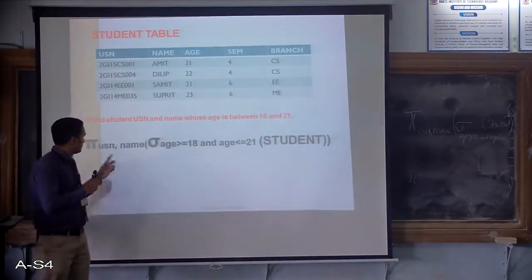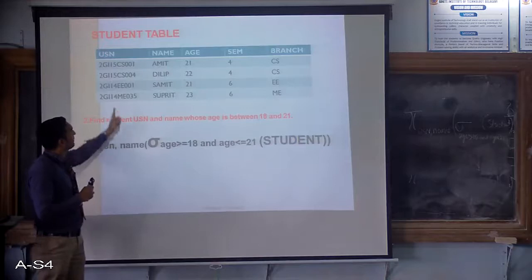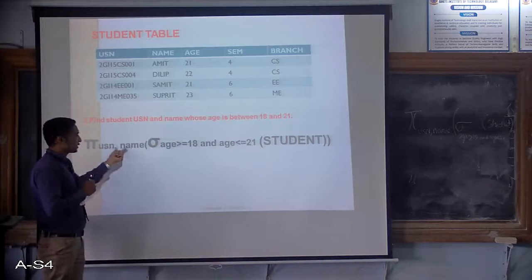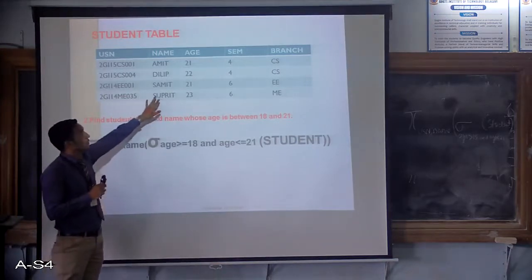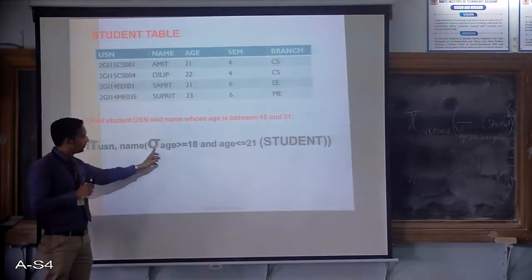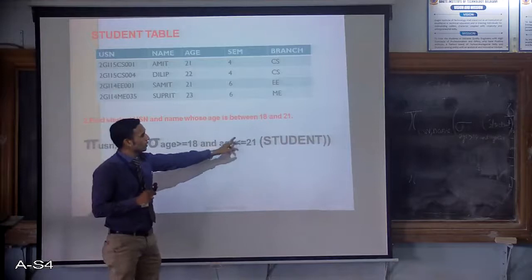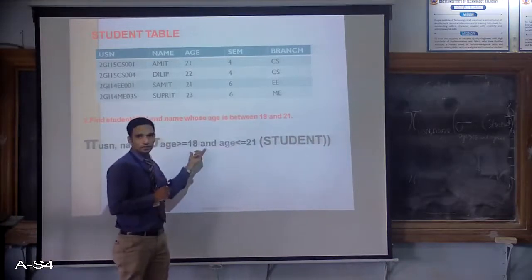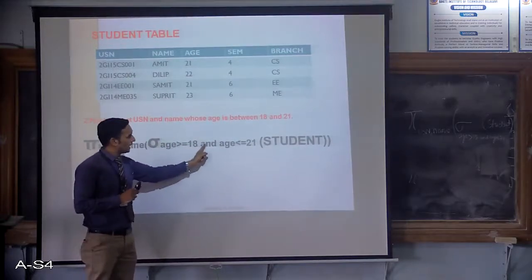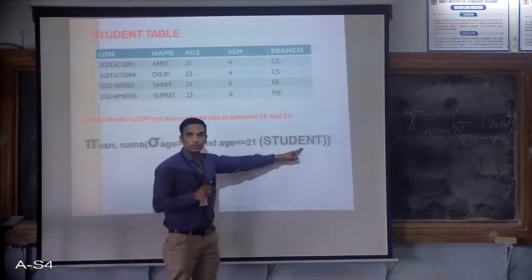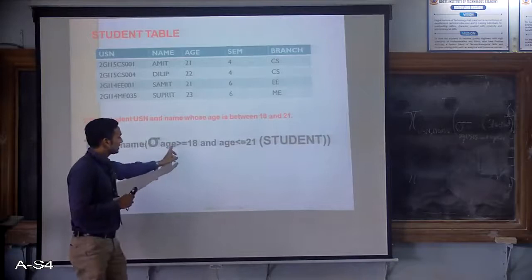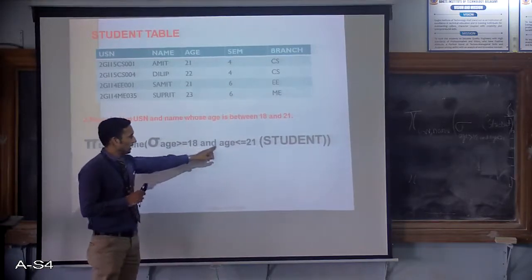See. First select USN and name, because the question says me select USN and name. So select the columns USN and name from this table. So name and USN are selected. But of which? From the rows where age is greater than 18 and age is less than, because they said between. So you can use the relational operators here. Attribute name is what? Age. Age greater than or equal to 18 and age less than or equal to 21 from the relation student. So how this works? Goes to this table, sees the age 21. Yes, it is greater than 18 and it is less than or equal to 21.